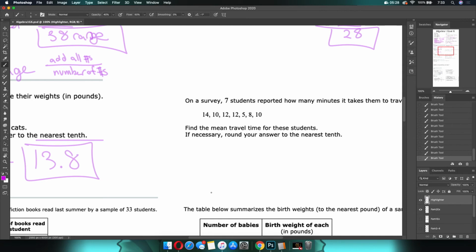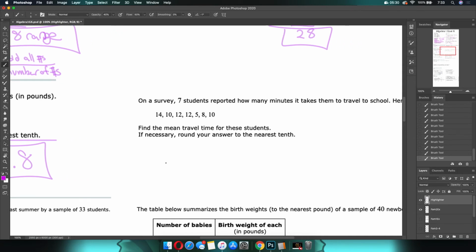Next up, dividing by 7. All right, so there's 7 students total. So 14 and 10 is 24. 24 and 12 is 36. 36 and 12 is 48. 48 and 5 is 53. 53 and 8 is 61. 61 and 10 is 71 divided by 7.